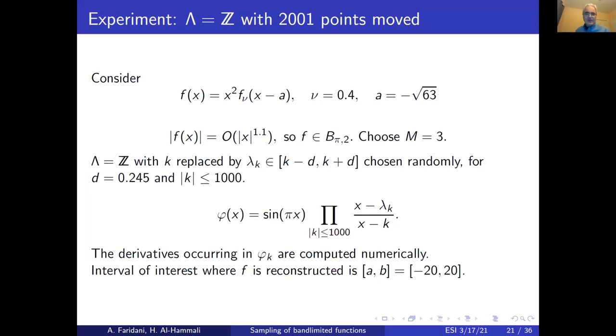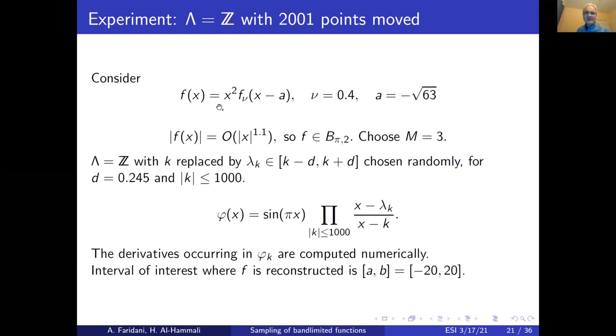So now I want to make good on the promise that we can actually move finitely many points as we wish and not just one or two. So I said I'm going to sample this function at 2001 points and I move all of them. So we take as reference the integers, but we will move all the 2001 points where we will sample. Actually, I will show examples with fewer than 2001 points used, where all the points are moved, and also with more, but we cut off the variations at 2001 points.